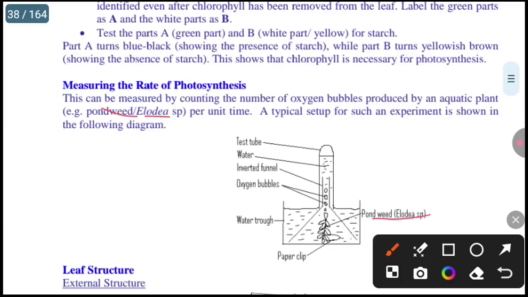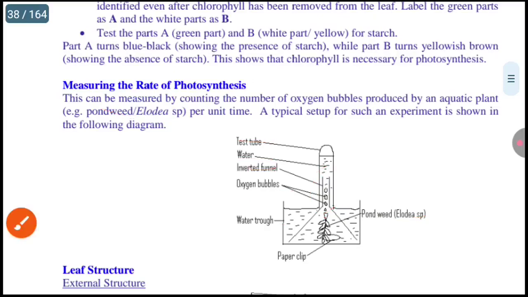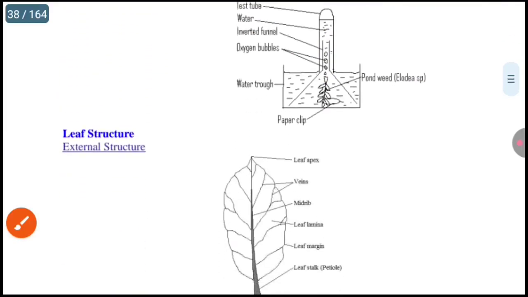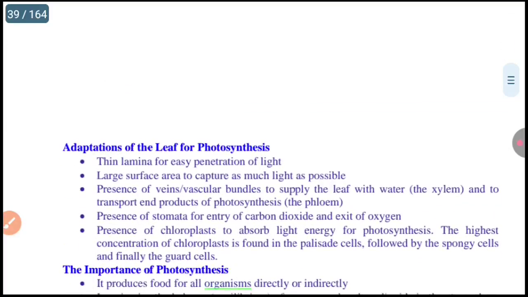So you can see the pondweed, the water trough, and the oxygen bubbles, as well as the inverted funnel, the water, and the test tube. If we count the number of bubbles, we can see the rate of photosynthesis just by counting these bubbles. So the rate here is 1, 2, 3, 4, so 4 bubbles per unit time. Okay.